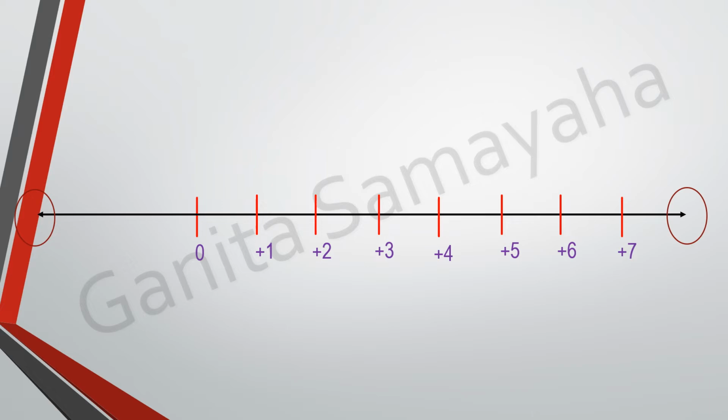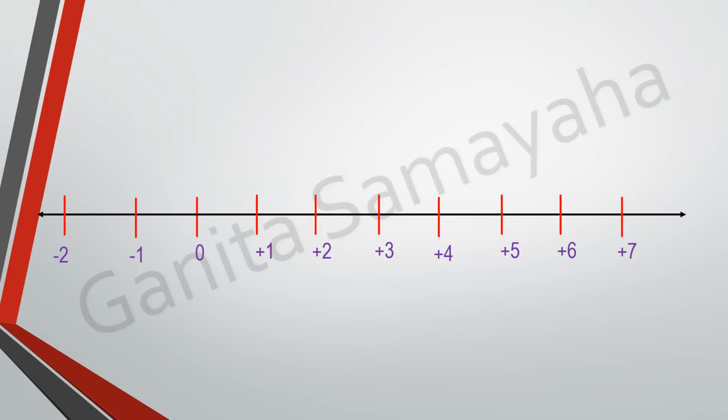Okay, now again we will mark points at equal distances on the left hand side of 0, and we'll write them as -1, -2, etc. Now our number line is ready. So this is the number line for integers.